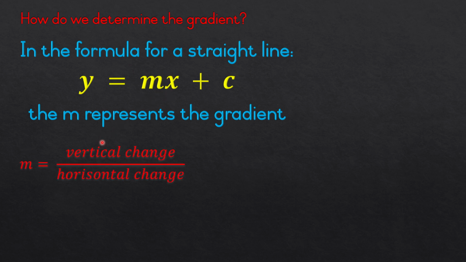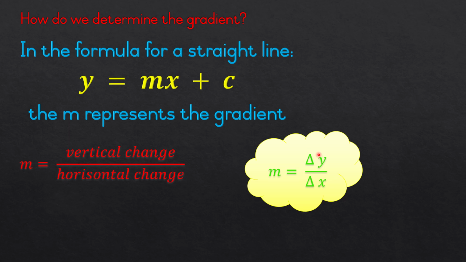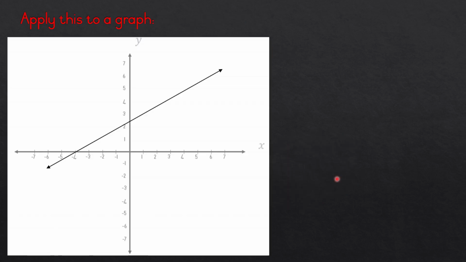How do we determine it? We use this formula. Vertical change divided by horizontal change. So vertical change is your y-axis. Horizontal change is your x-axis. So vertical change is the difference in y values divided by the difference in x values. And a very nice way to write that is m is equal to difference of y over the difference of x. Very nice way to write it. Let's do an example of this.